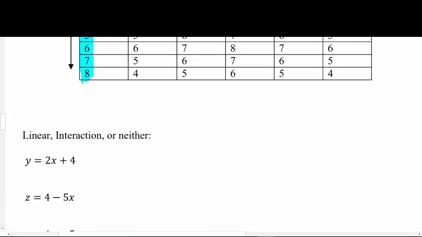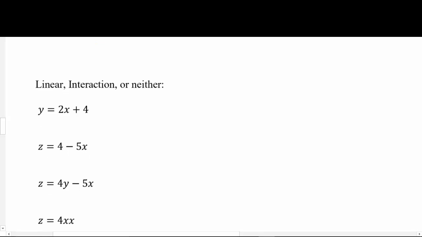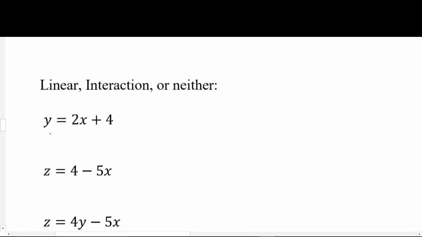Okay? Now, one thing that we are going to focus on, just like when you started learning functions, you started with lines. We're going to start with lines as well. I want you to think about lines. So, back in the day, when you looked at this equation, y equals 2x plus 4, is that a linear equation?